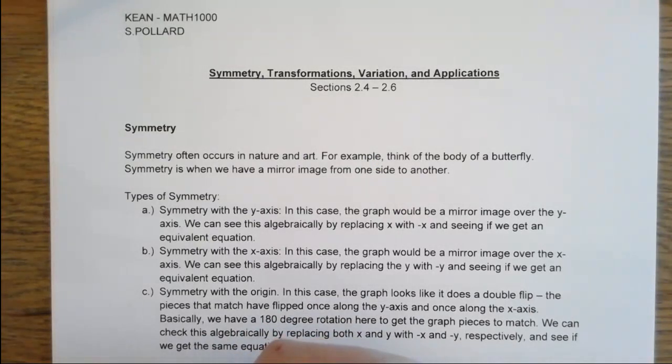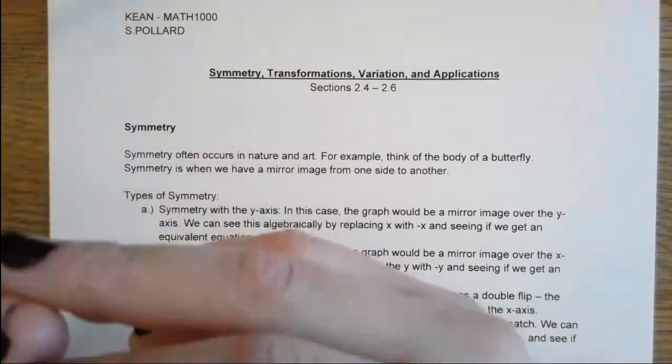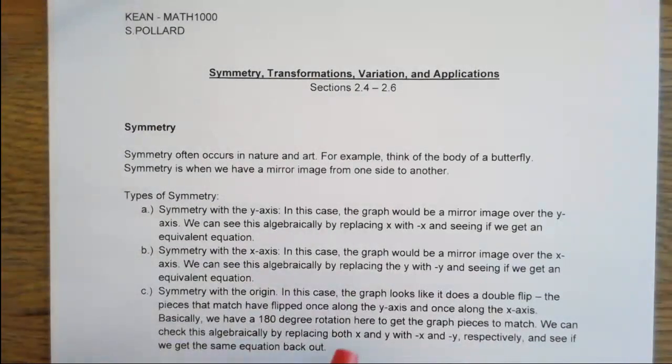So let's start with symmetry. Symmetry basically is a mirror image of something, and it often occurs in nature or in art. If you think about the body of a butterfly, for instance, it's a mirror image from one side to the other. Even if you look at our own faces, for instance, they're not perfect, but they're pretty symmetrical, right? It's pretty much the same on the left side as the right side, for instance, right? So we do have symmetry a lot.